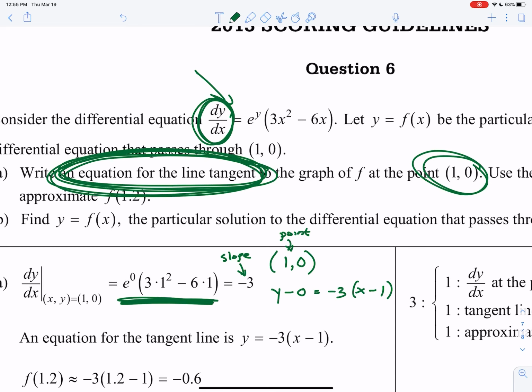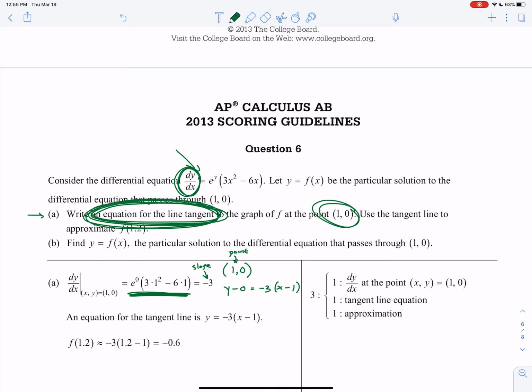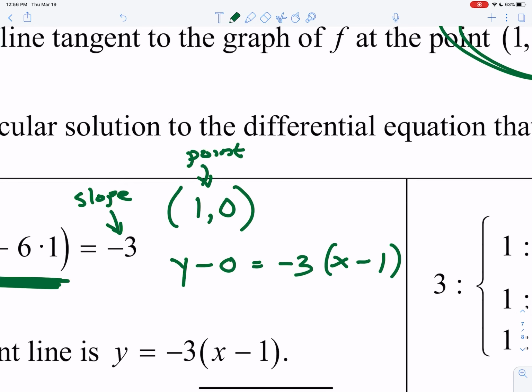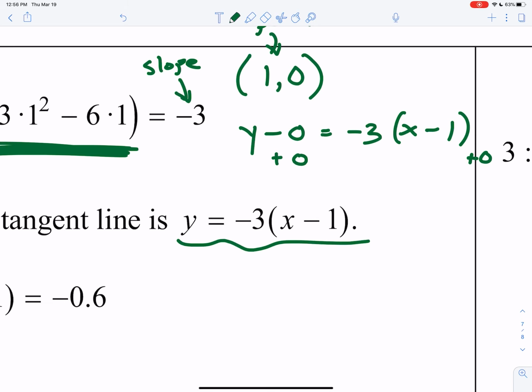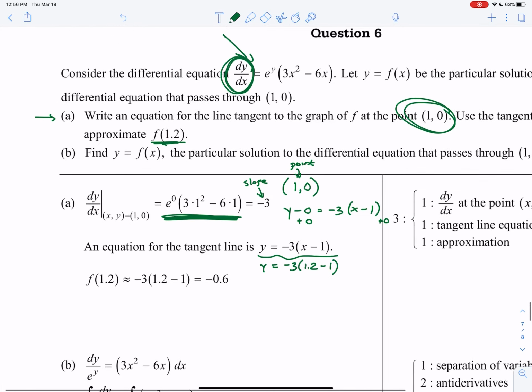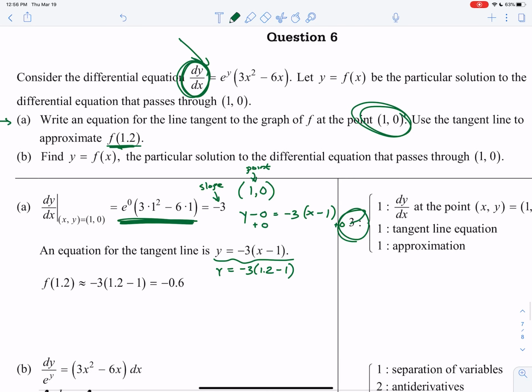Now, they do ask you to follow up to approximate f of 1.2. So you do have to get y by itself here. Normally we would add the value over, but 0 is really just 0, so there's no need to do that. So you're ending up with something like this. All we have to do is plug in 1.2. And equal is equal, you leave it there. And there you go, 3 easy points. So easy.